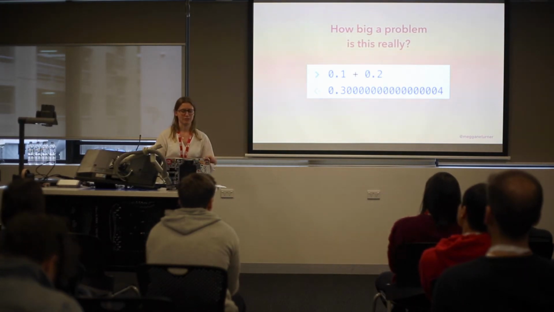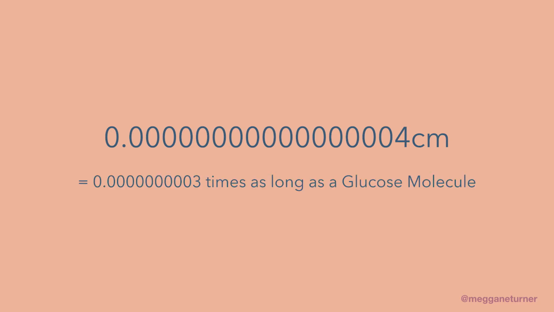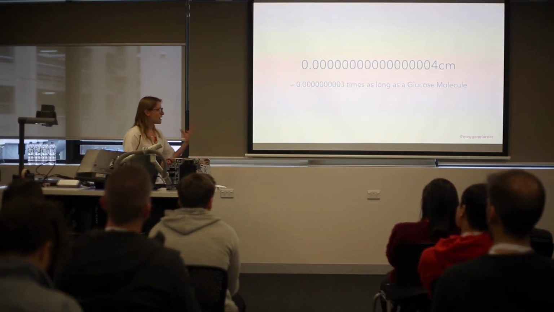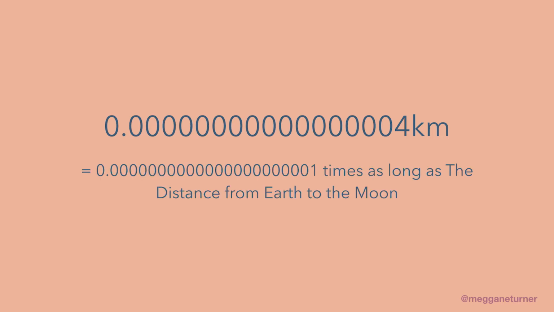Let's just put this into perspective for a minute. If I were trying to measure 1 centimetre and I had a margin of error of 0.1604 centimetres, that would be about 0.90 times as long as a glucose molecule. So smaller than a tiny little glucose molecule. All right, still a bit hard to perceive that. Let's go bigger. If I were trying to measure 1 kilometre and I had a margin of error of 0.1604 kilometres, that'd be about 0.21 zeros times as long as the distance from Earth to the Moon.